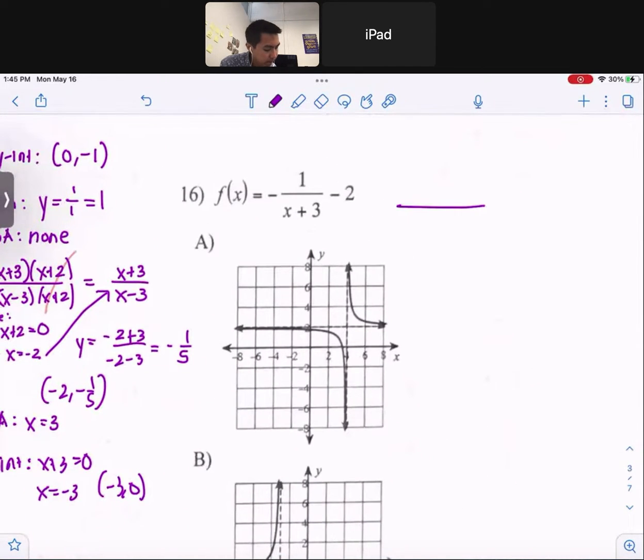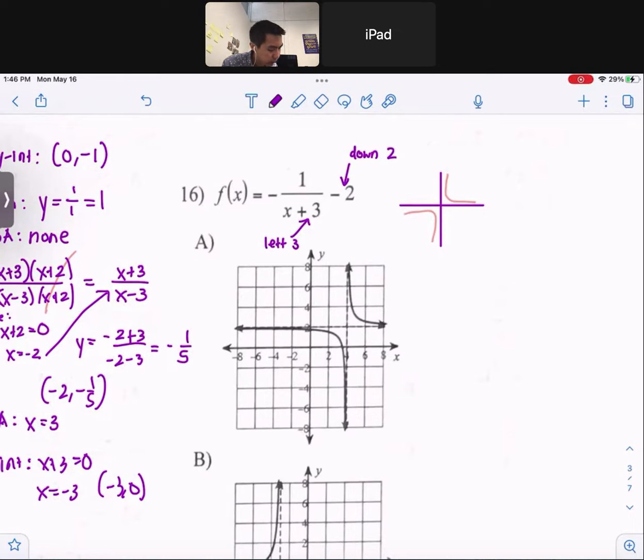Okay, so for 16, remember, you guys, the original parent function looks like this for rational functions. Now, because it says plus 3 and -2, remember, this means you go left 3, and this means you go down 2. So from the center, it went through a transformation of left 3 and down 2, and then everything gets flipped. So it's not in these quadrants anymore, but it's in these ones now, because it got flipped.